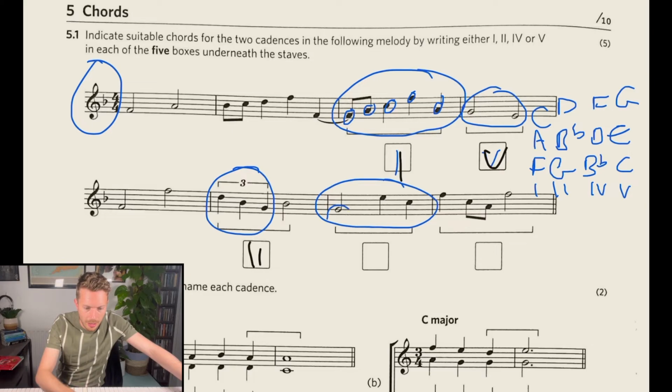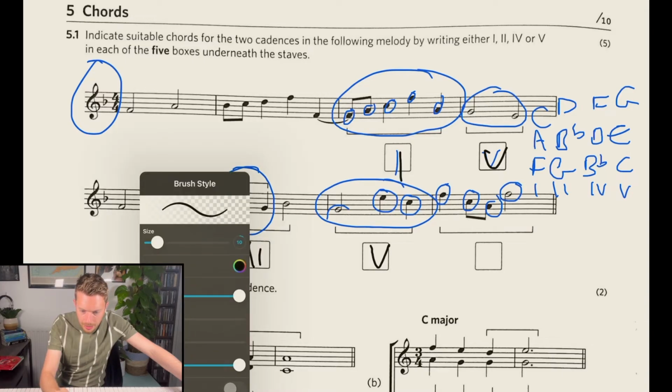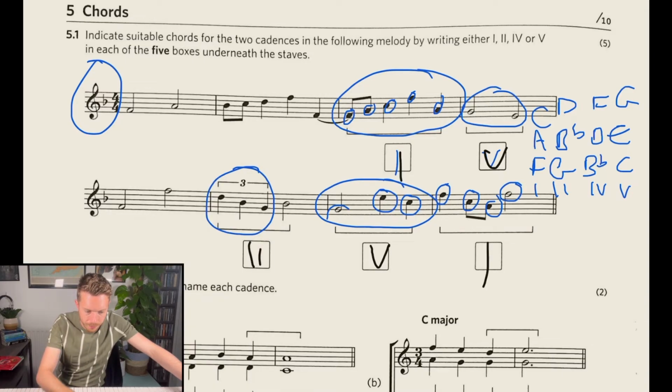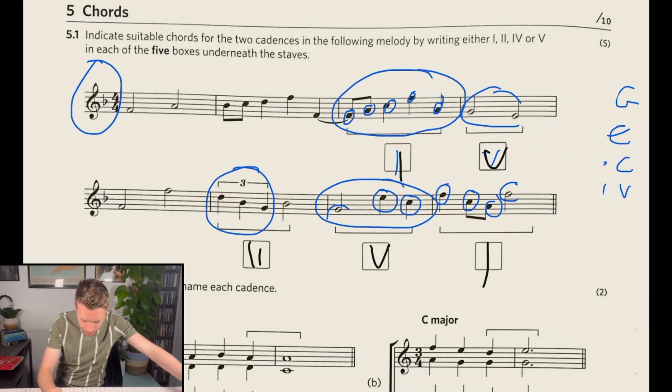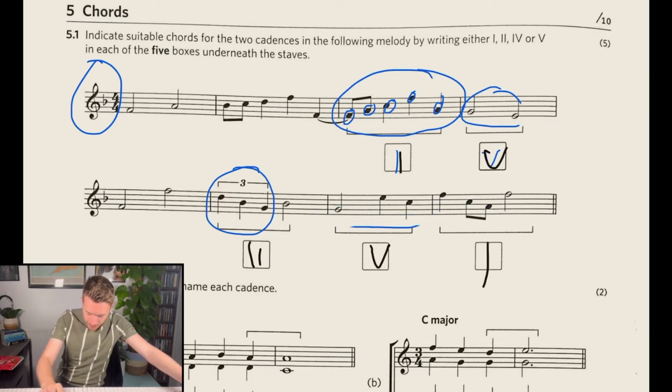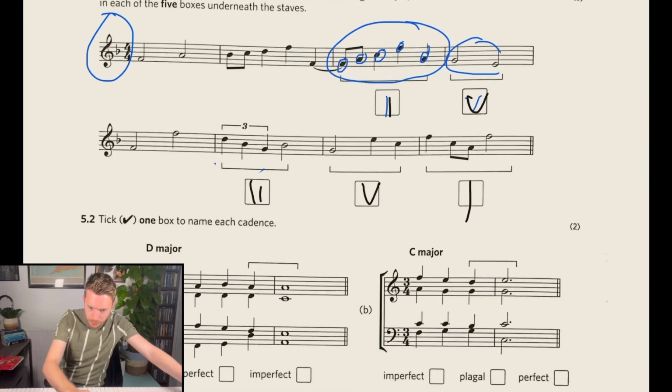And then here we have G, E, C, should be chord 5. And last up we have F, C, A, F, which is chord 1. So finishing on a lovely perfect cadence. And get rid of all of that so you can see it a bit easier.